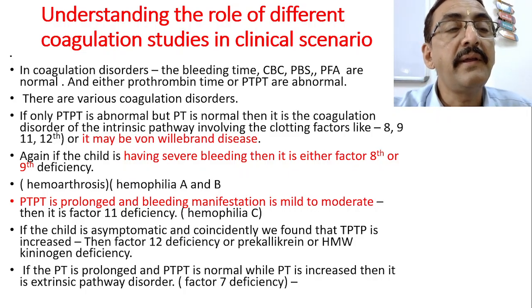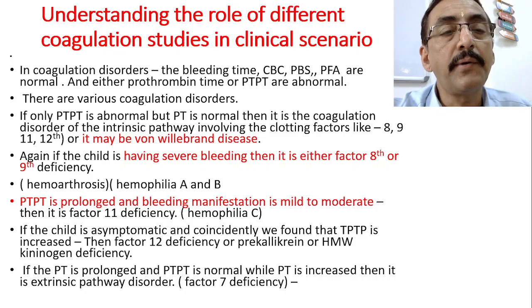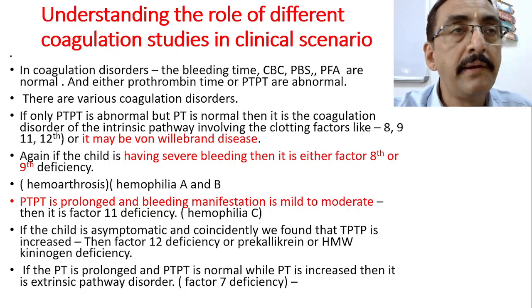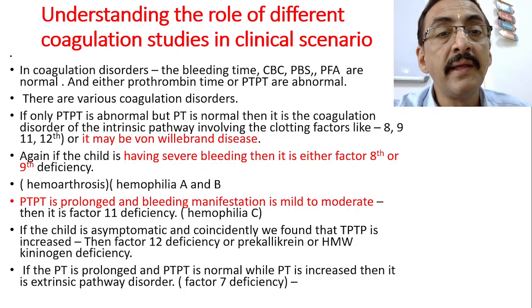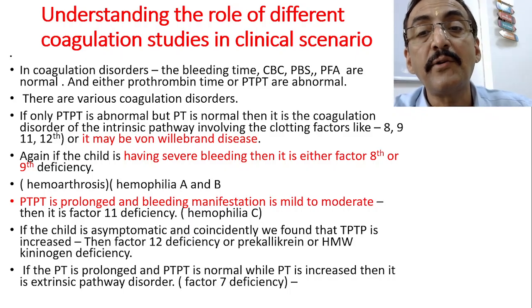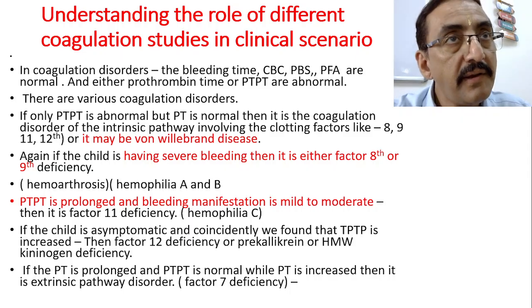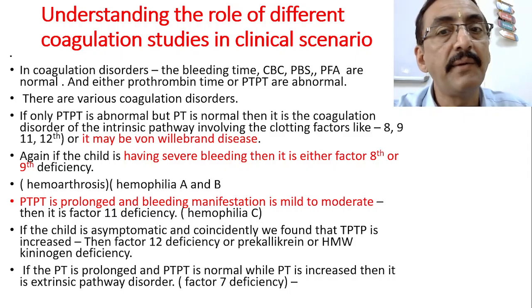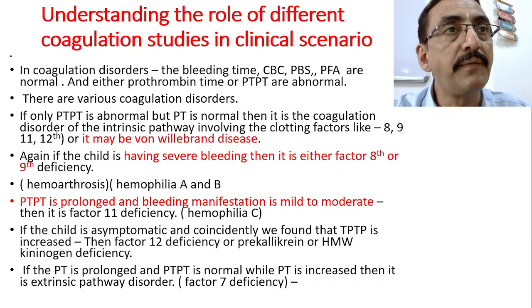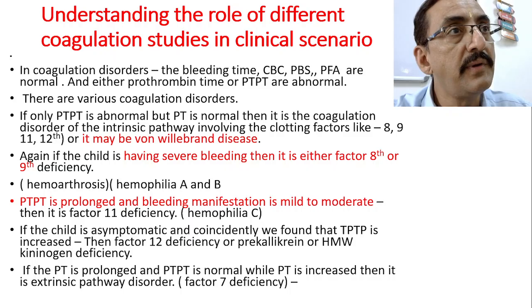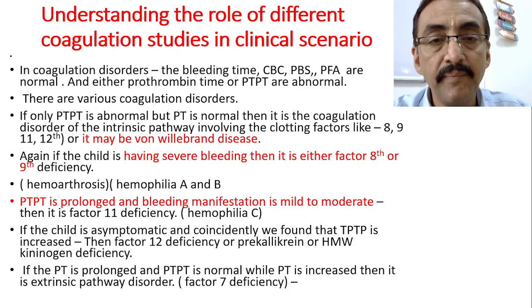Now, if APTT is prolonged and the bleeding manifestation is mild or moderate, see, one possibility is there, APTT is prolonged and the child is having severe bleeding. Now the most common possibility is either it is a case of factor 8 or factor 9 deficiency, which is called hemophilia A or hemophilia B, which causes severe bleeding.